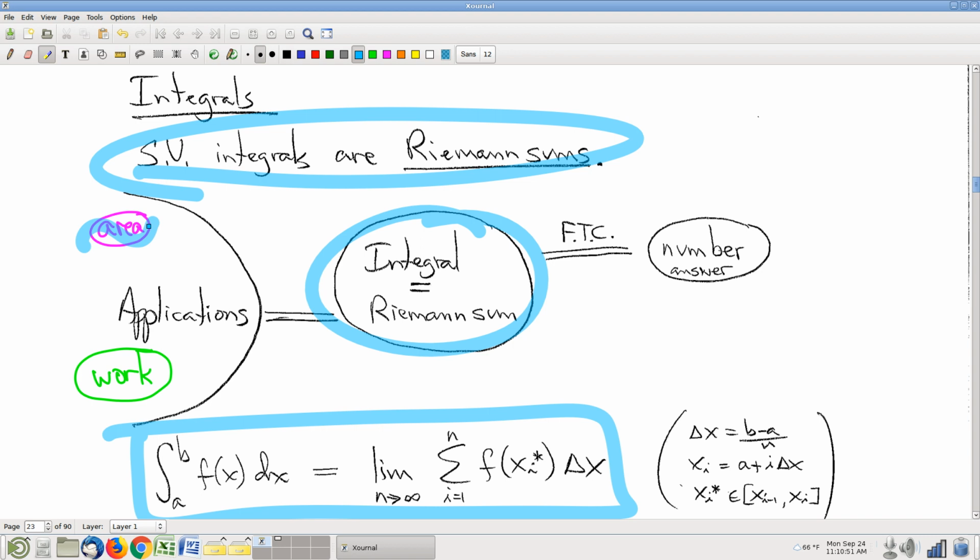This will be valuable when we're talking about double integrals, but it's going to be indispensable when we're talking about triple integrals. You cannot do triple integrals without fundamentally understanding that integrals are Riemann sums. The area argument will crash and burn. More on that later.